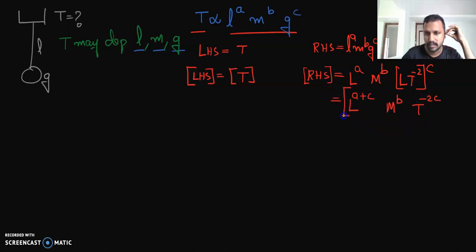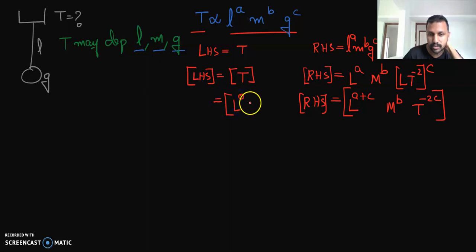Therefore, this is the dimensional formula of RHS. Okay, then let's write the dimensional formula of LHS in terms of M, L and T. Over here we have written this as T, right? We could write it like this also. Look at this situation: L raised to 0, M raised to 0, T raised to 1.